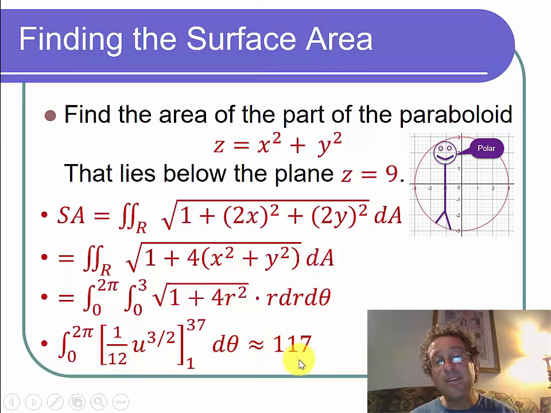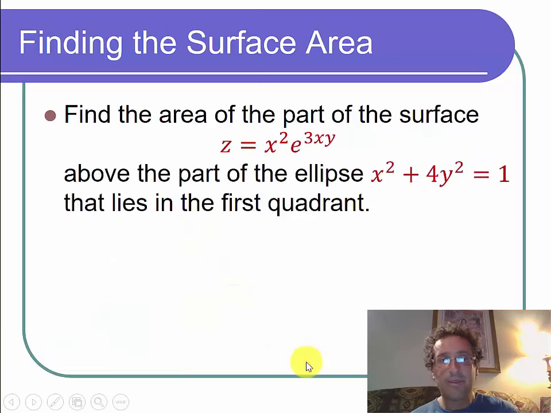So there is the surface area for the part of the paraboloid z equals x squared plus y squared that lies below the plane z equals 9, and we get about 117. I have one more example to show you that's a little bit more realistic.